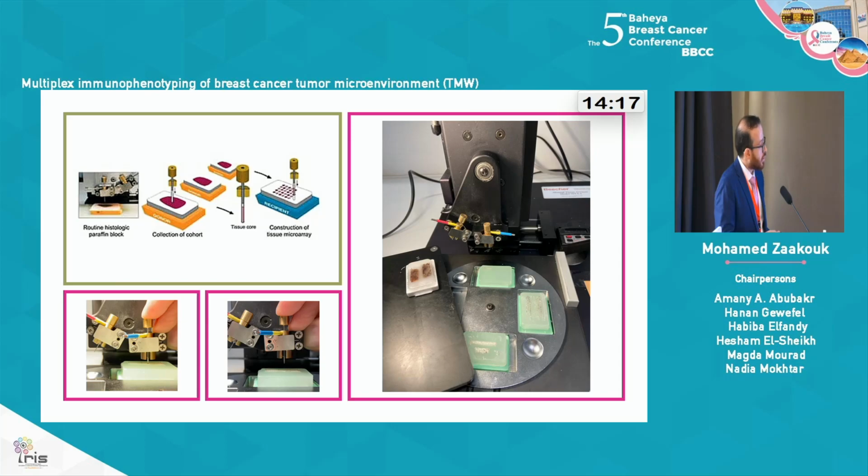And this is the actual machine. It's a very simple instrument. It's from Beecher Instruments. The idea is very simple: I have a donor block, which is, for example, the breast cancer case, and I have the recipient block, which is a blank wax block. By the red needle, I take out a core of wax, and then by the blue one, I take a core from the donor block and put it back in the punched out place.